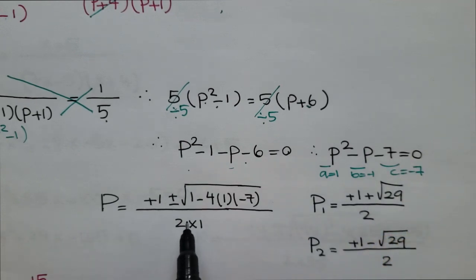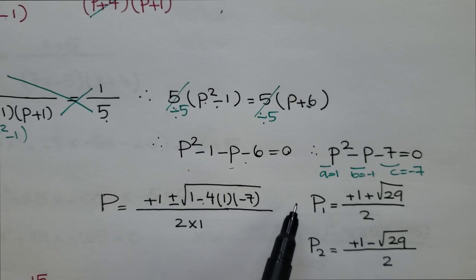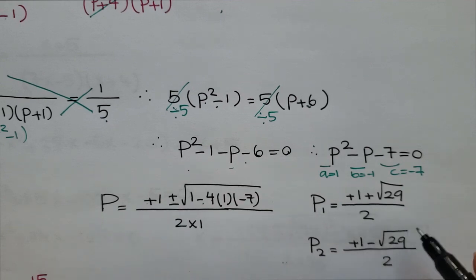I substitute it in the formula, minus b plus and minus the square root of b squared minus 4ac. After simplification, we get two roots, p1 and p2. Then we have to check against the NPV values, which were -4, -1, and 1, and none of them overlap. So these two answers will be accepted.